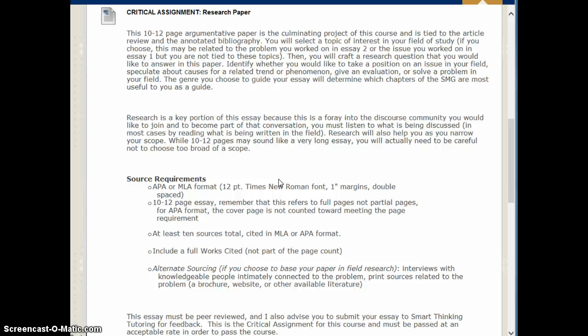So for your critical assignment, which is one of the parts of your final, you're writing a 10 to 12-page argumentative paper based on your research from your annotated bibliography project this week. Okay, so again, these two directly relate to each other. It's not separate. It's the same thing. You're doing all of your research now so that you'll have it done and you just need to put together your research paper in the following weeks.